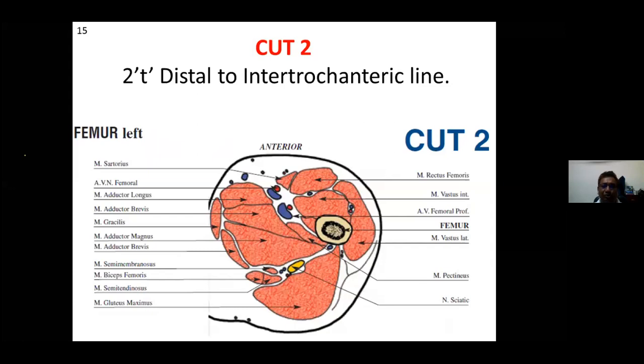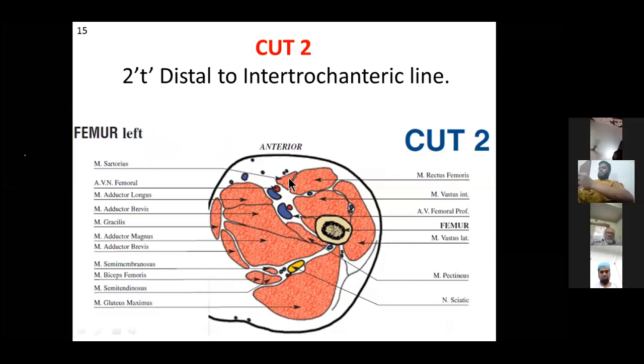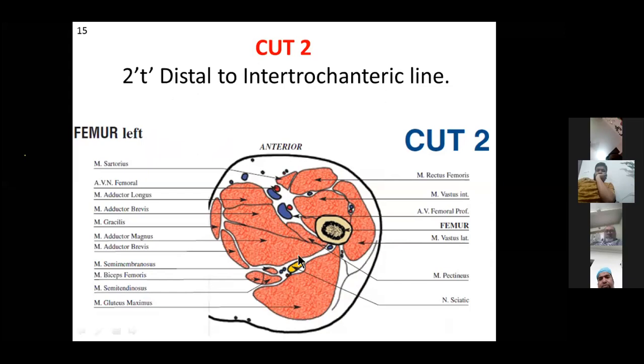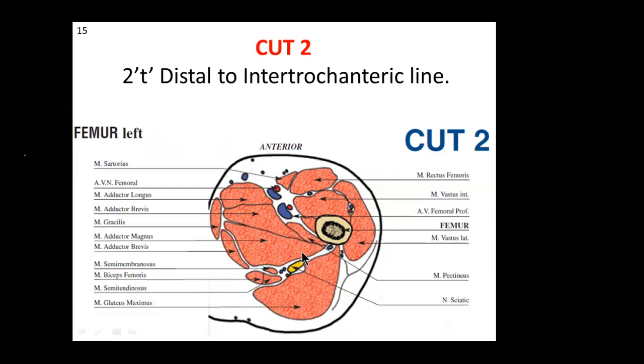In cut section 2, this is 2 cm distal to the intertrochanteric line. Here, the femoral vessels are located anteromedially within the triangle formed by the sartorius and adductor musculature. This is the adductor musculature and this is the sartorius. The sciatic nerve lies medial in reference to the femur. This is the sciatic nerve.